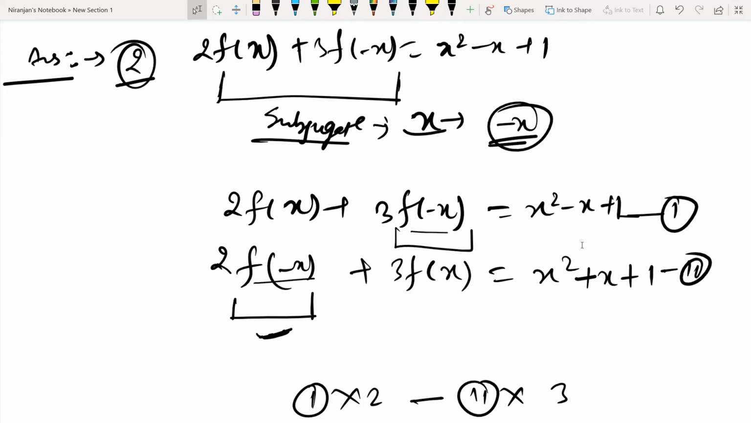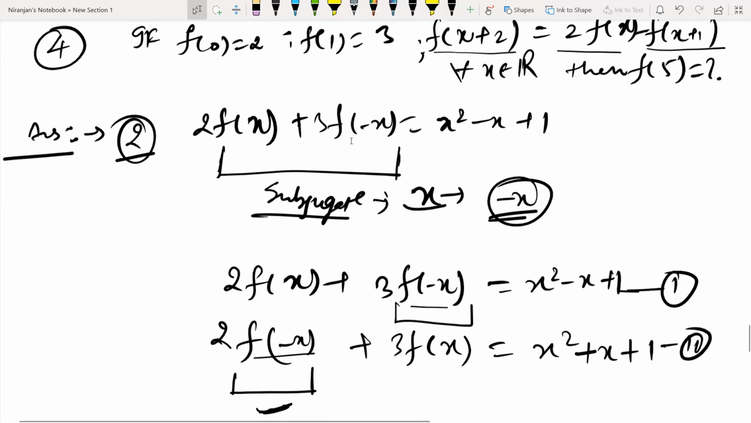First thing, when you have these kinds of subjugate problems, I call it subjugate because you can see that here x is positive, here x is negative, and if they are in combination, then I call them subjugate. Do not use this term frequently. You don't have to worry about these things.